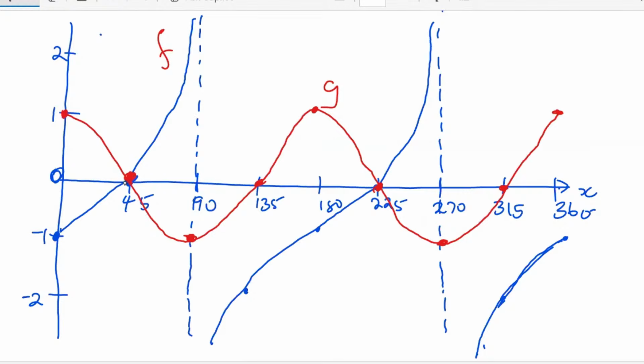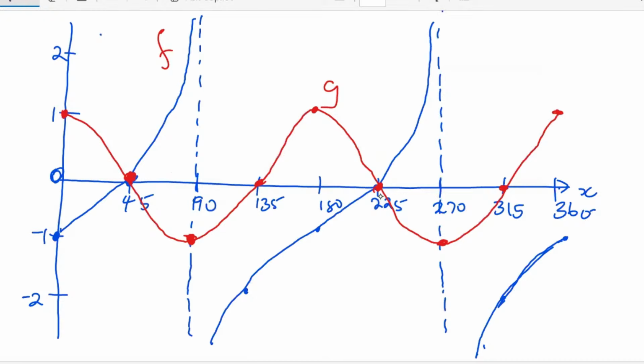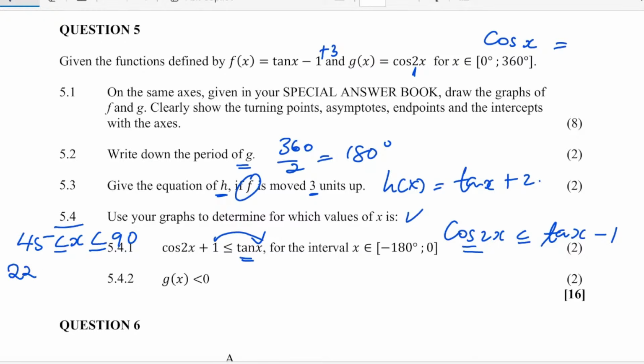So I'm looking at 45, okay, up to something like a 90. That's when it is under. After 90, it's above. So 45 and 90, I'll represent it as 45 less x less 90, or we have equal signs now. Then the other section where the graph is below is between 225 and 270. So 225 is less or equal to x less or equal to 270.